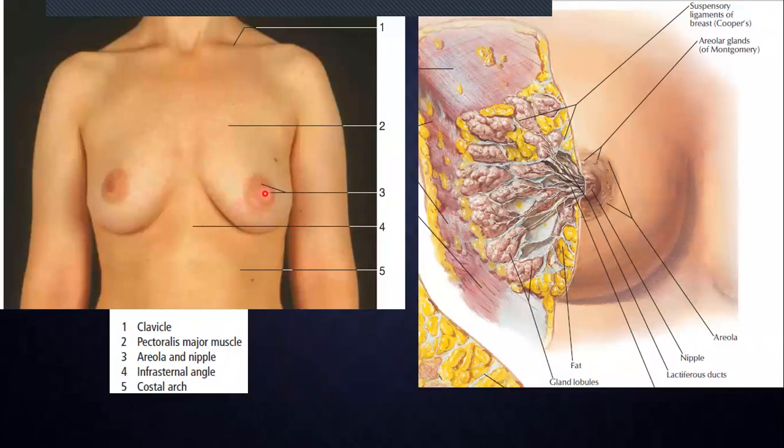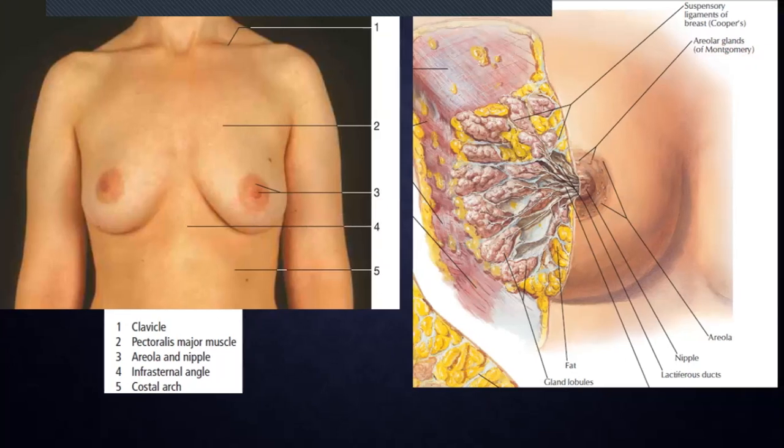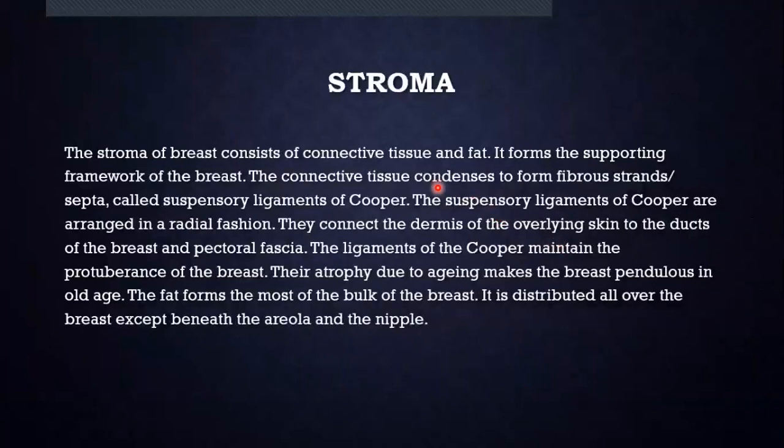This is the nipple. This dark pigmented area, that is your areola. Okay, then if you look at this areola here, you can see we have elevations. These are enlarged sebaceous glands, which are the areolar glands of Montgomery. Okay, so let's look at the stroma.